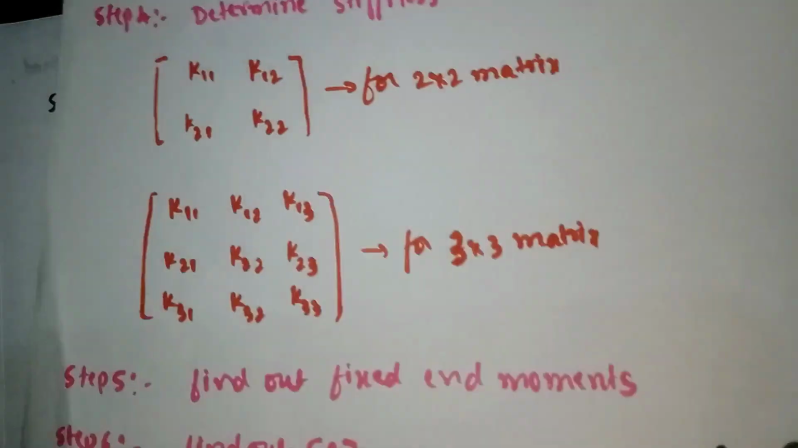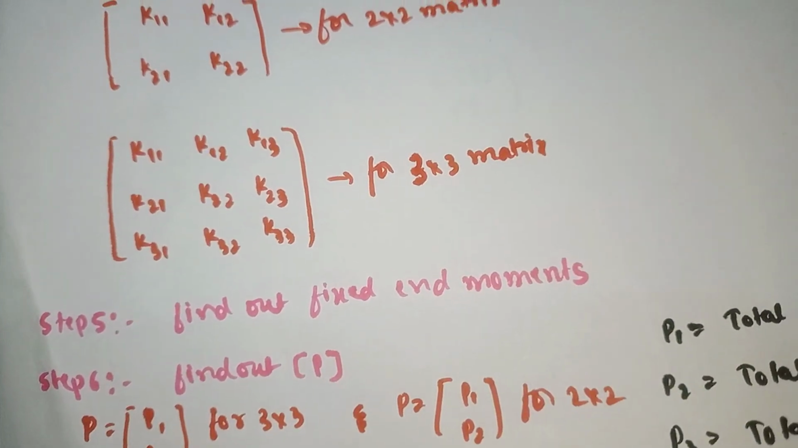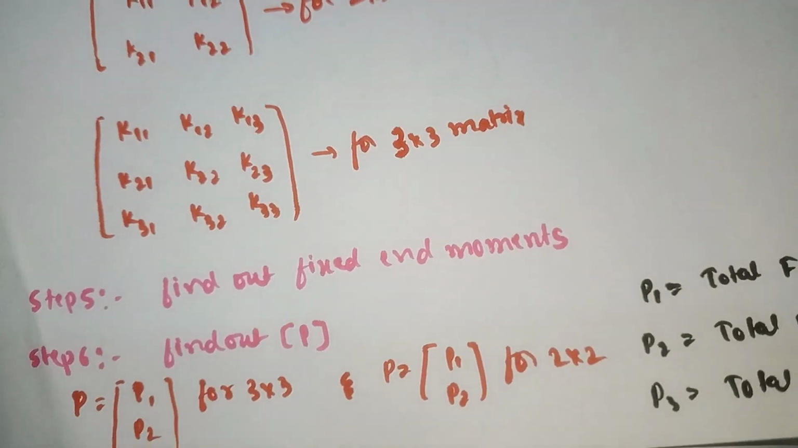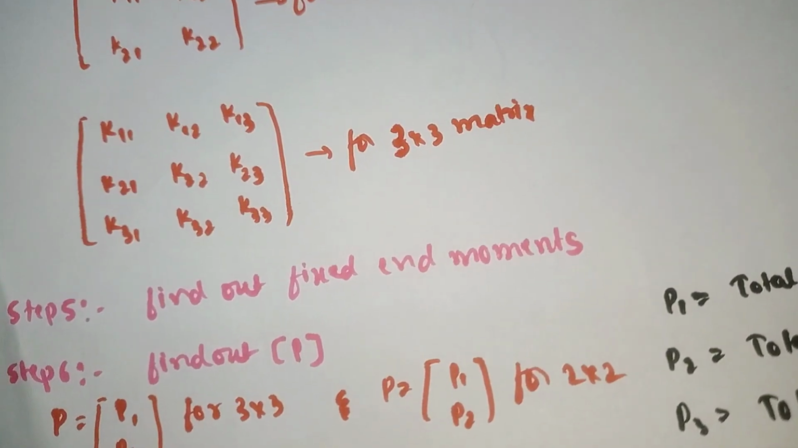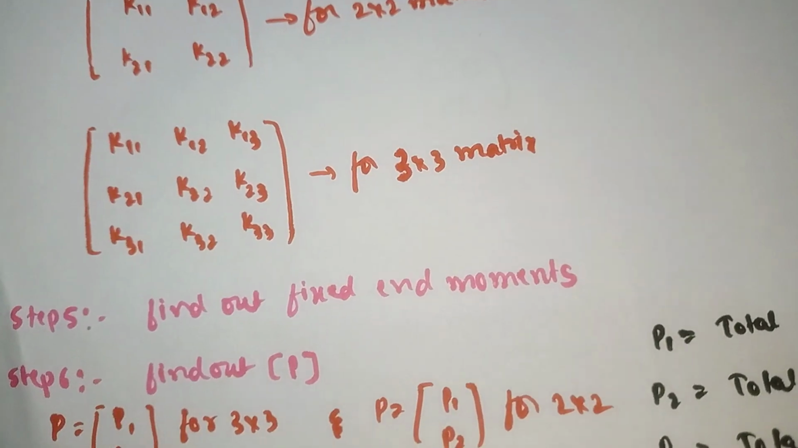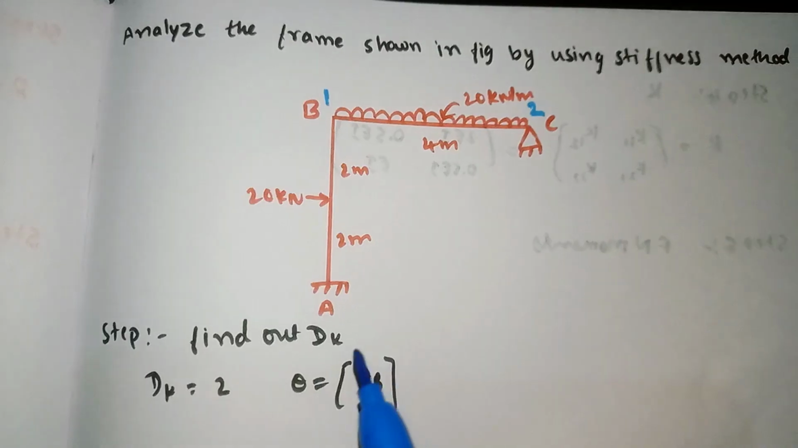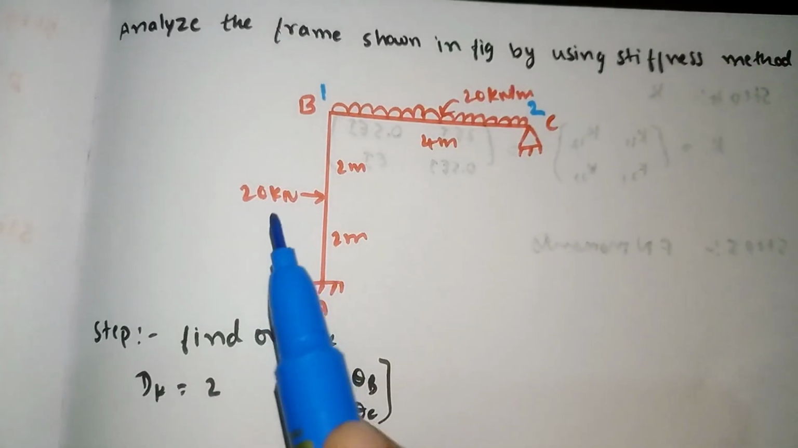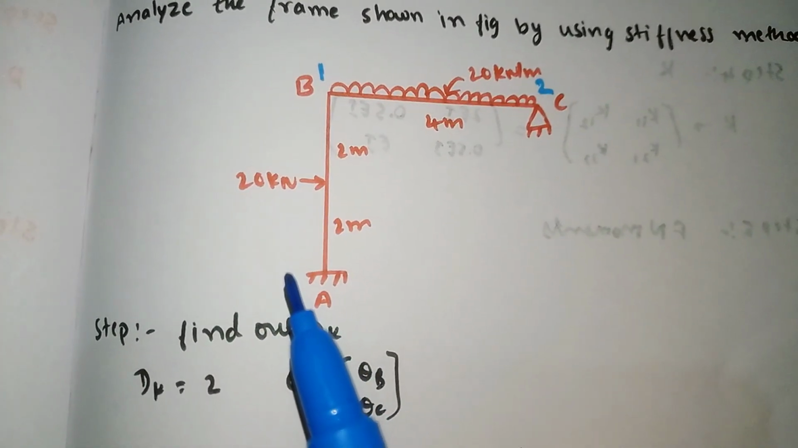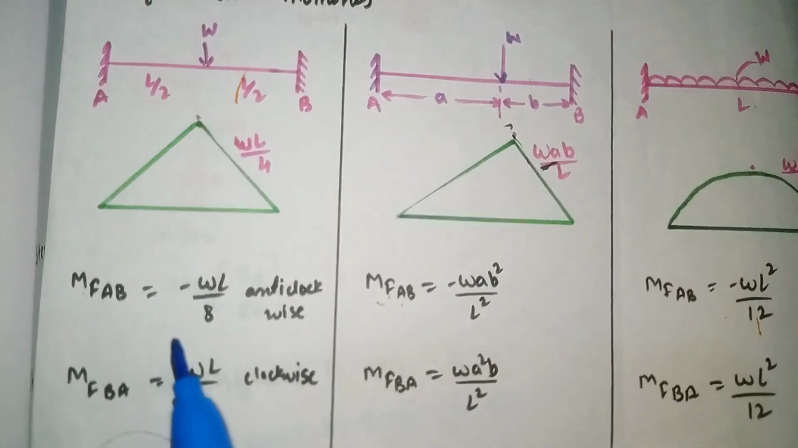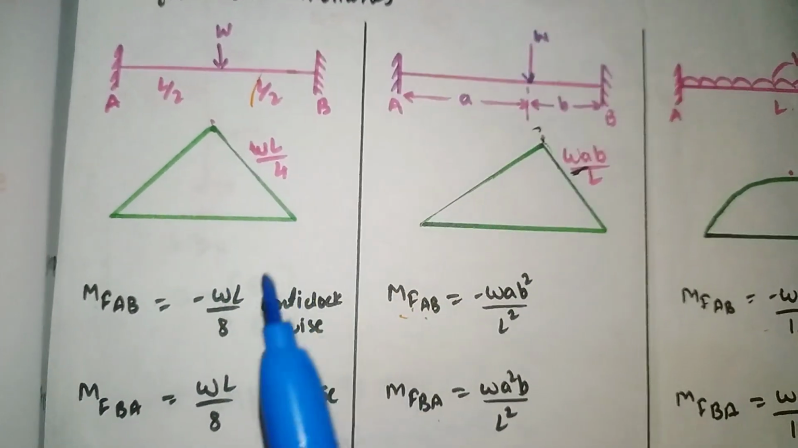And our next step, step number 5, is to find the fixed end moment. We have already solved how to find the fixed end moment while solving problems using the slope deflection method as well as moment distribution. So now one more time I will explain how to find the fixed end moment for each span. Here our span AB is carrying a point load of 20 kN. To find the fixed end moment for a span carrying a point load, we have the formula, for a point load acting at the center.